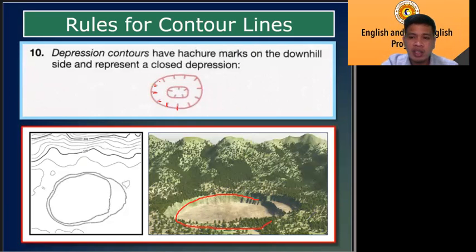Usually only depressions that are equal to or greater than the contour interval will be shown, right? As you can see here, this is the line, but it's very small. But there are lines going down like this. So that is depression contours. It means that there is a hole, or sinkhole.